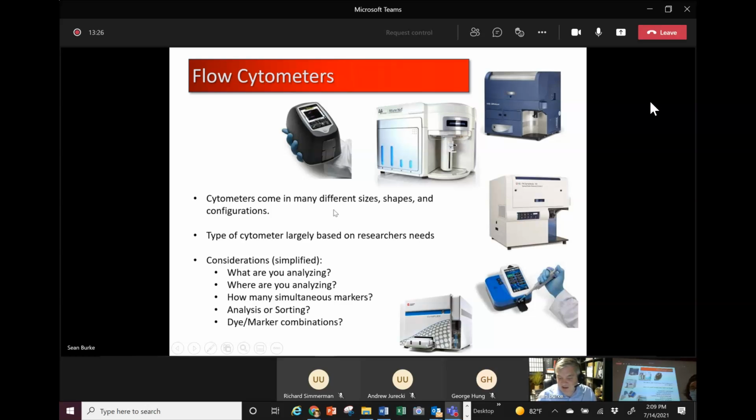So imagine that you're on a boat and you need to analyze algae somewhere in the middle of the ocean. Well, you're not going to bring one of these big benchtop things out there, right? It's going to be a major pain in the butt.